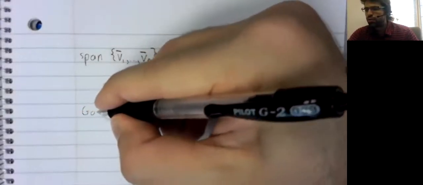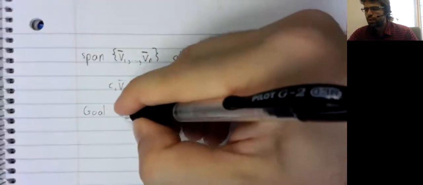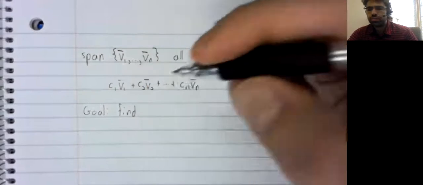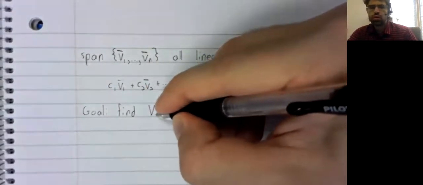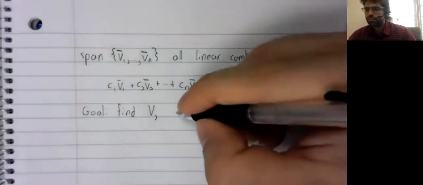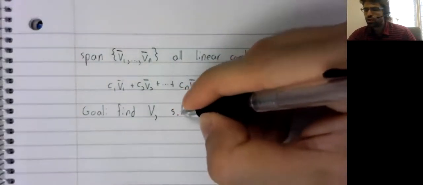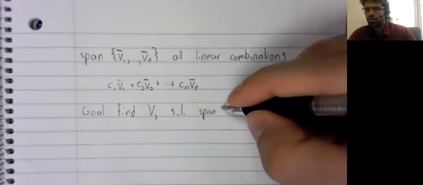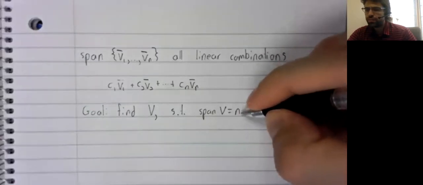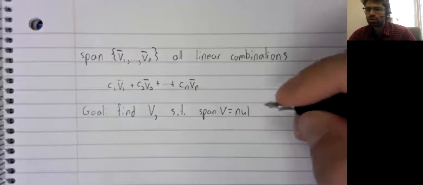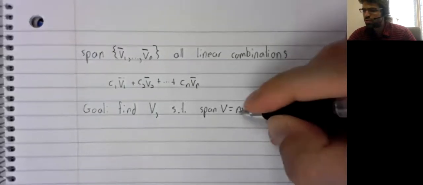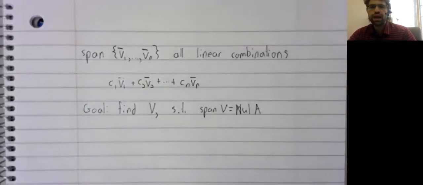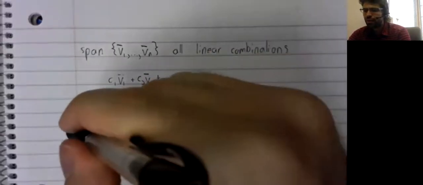And we will learn how to find a set of vectors v such that the span of v is the null space of A. We'll demonstrate the technique via example.